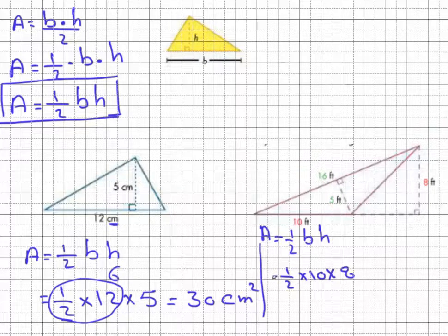What is the half of 10? It is 5. 5 multiplied by 8 is 40 feet square. Another one said, no, I can take this one as a base and this as a height. Yes, your answer is also right, and you will solve it also. The area is equal to half BH.